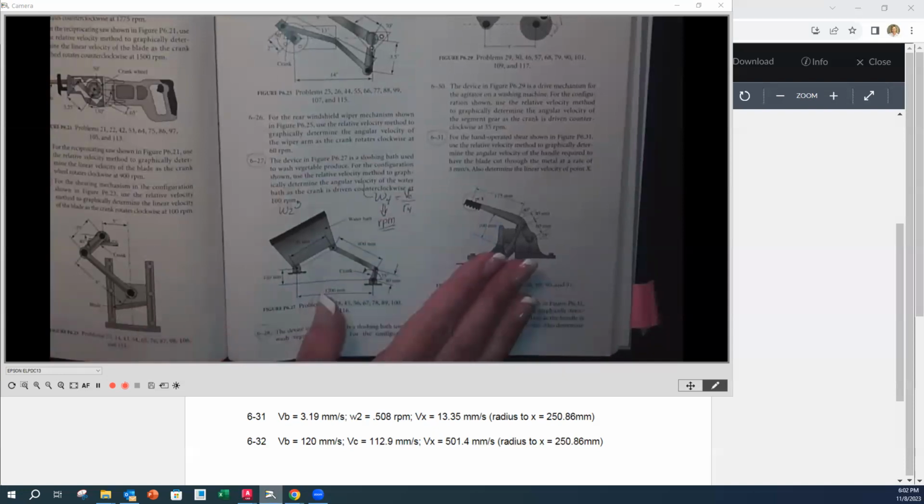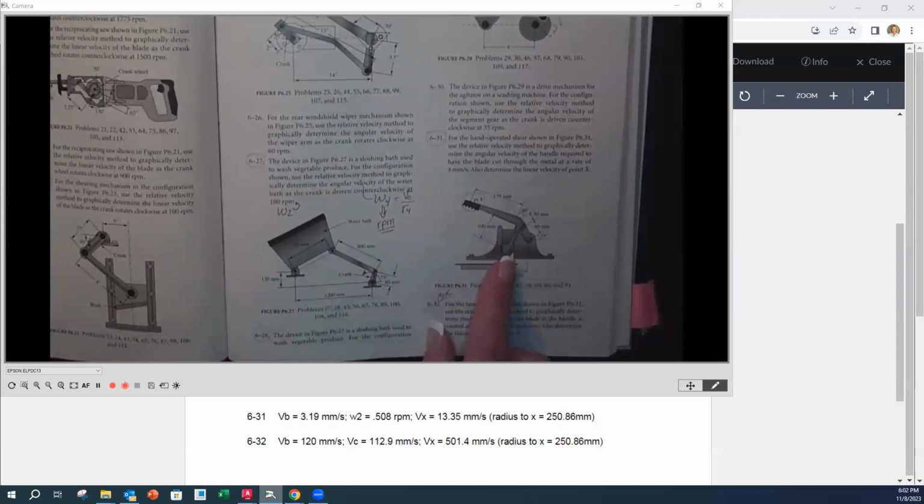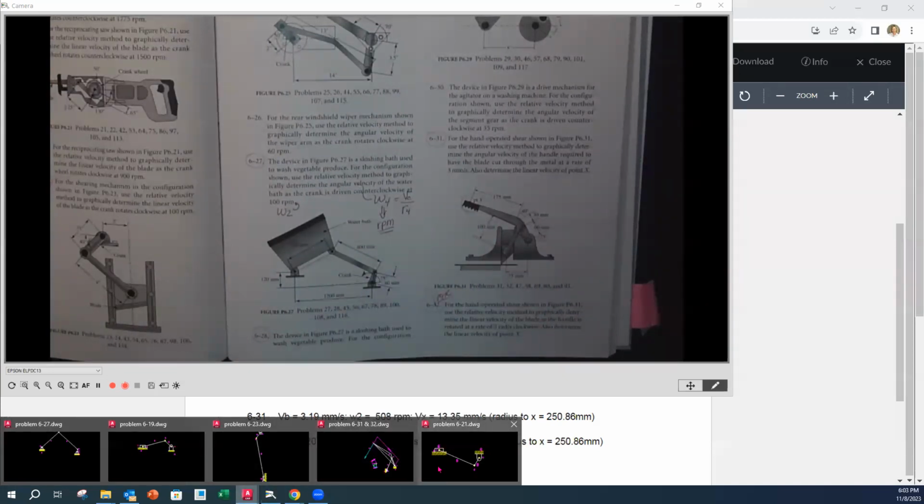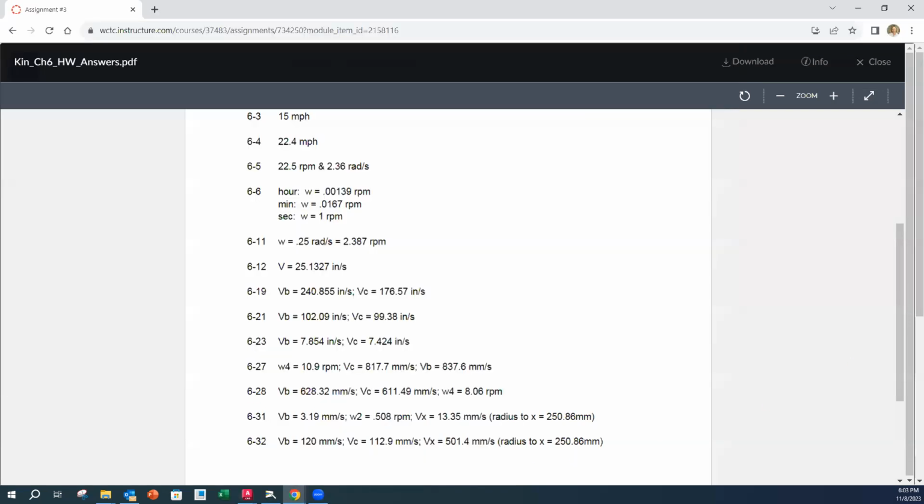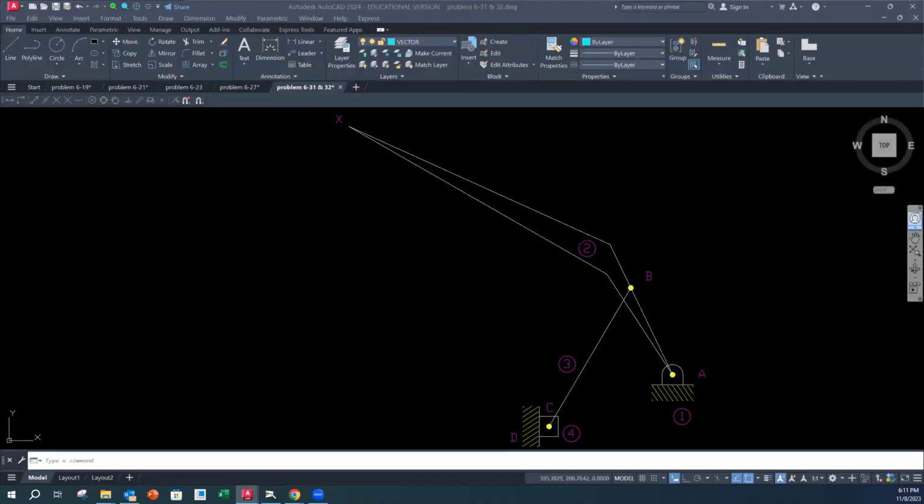So what we're going to do is start by drawing our kinematic diagram here. The blade is going to be a slider, and then it's going to be connected to the handle here. Okay, so I'm going to pause the video so that you can pull up AutoCAD and start your diagram. So I'm going to pause.